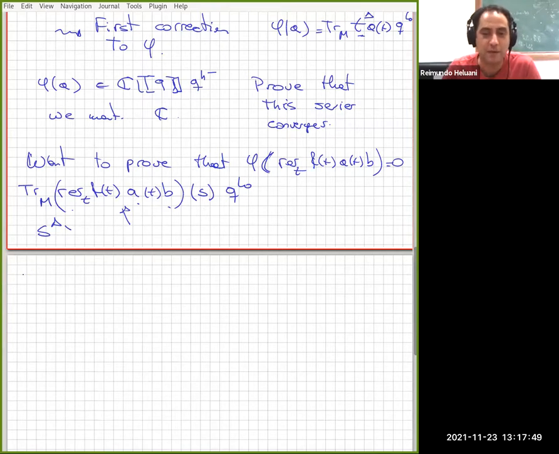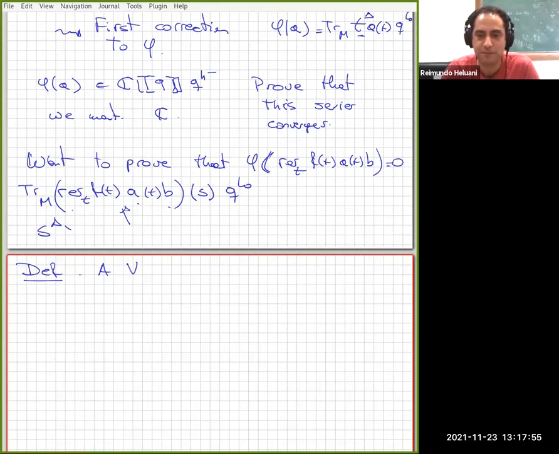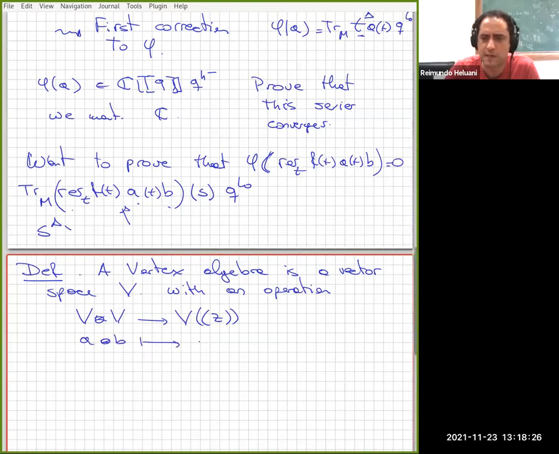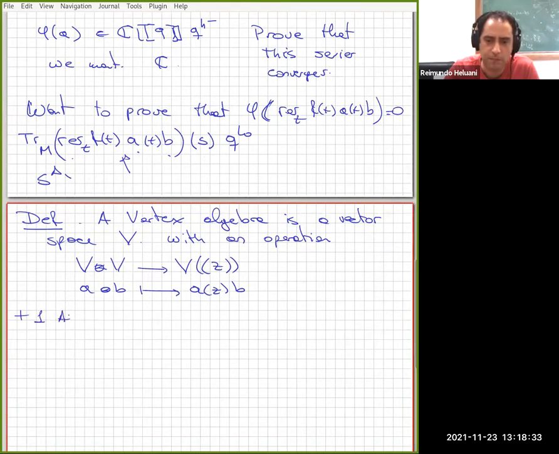So I guess I should have started here with defining what a vertex algebra is. Definition: a vertex algebra is a vector space V with an operation V tensor V to Laurent series. Let's use this coordinate z, which grabs A tensor B and sends it to A z of B, and subject to only one axiom. This axiom is Borcherds' identity and says the following.